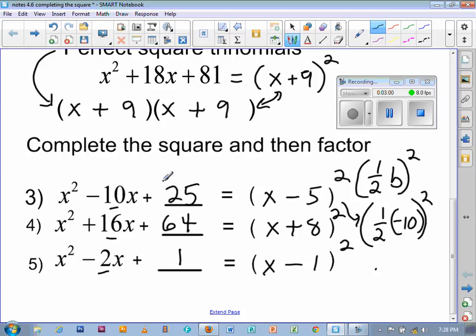The last term should always be positive, and for you to be able to complete this square, the a has to be 1. You'll learn about that in the last video. We'll have to divide everything by that a term.